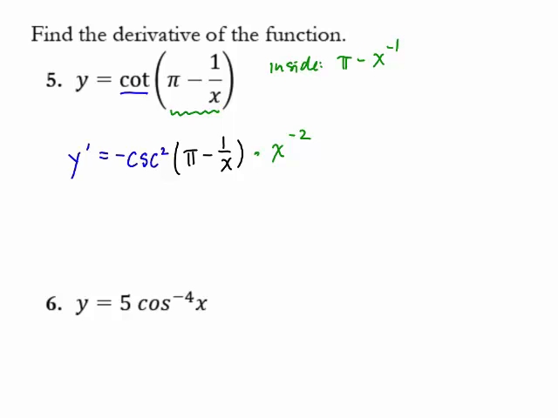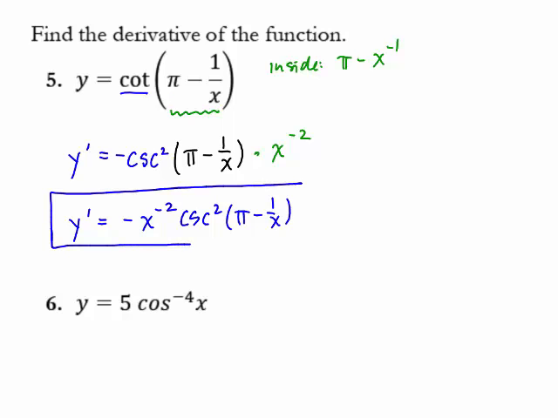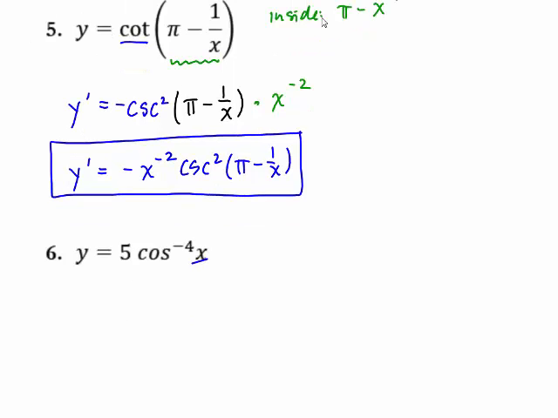Then we can clean up the derivative just a little bit. Y prime is negative x to the negative 2 times cosecant squared of pi minus 1 over x. These trig functions usually have some kind of chain rule on the inside unless the argument is just x. However, in this next case we have more on the inside than just the argument of the trig function.